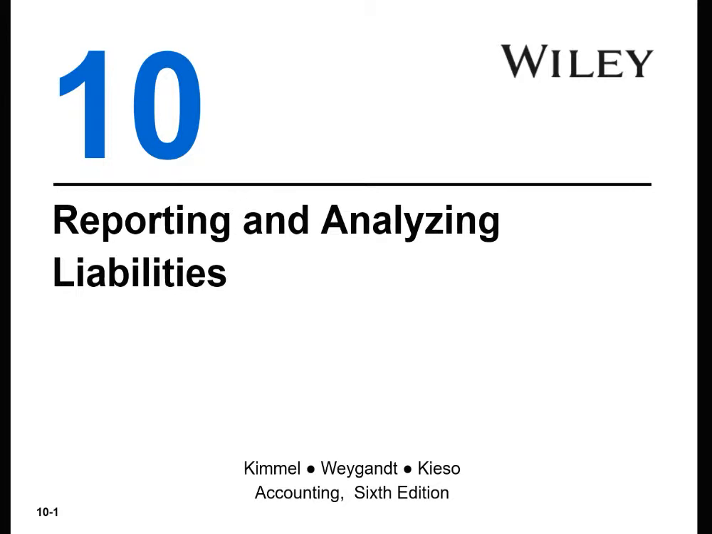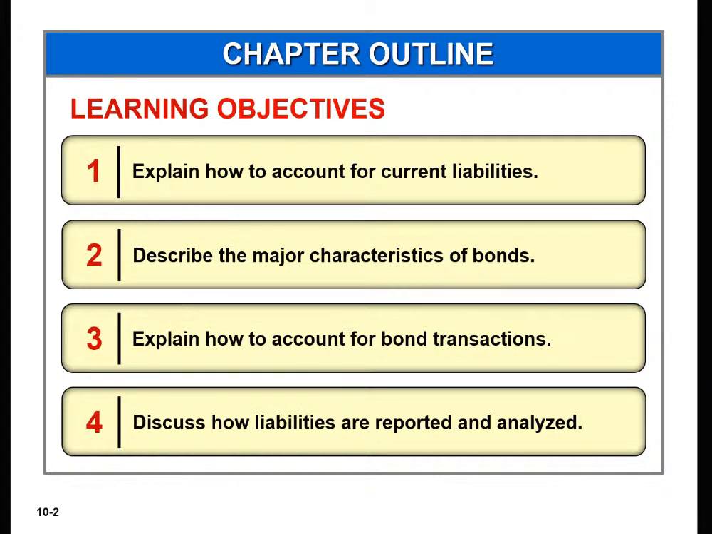We're coming towards the end of this particular semester, and we will talk about liabilities next. So we've talked about assets, and then we'll talk about liabilities. We don't get into the owner's equity section until the next portion of the class. With liabilities, we're going to talk about the current liabilities, some of the major characteristics of bonds, how to account for bond transactions, how liabilities are reported, and how they're analyzed.